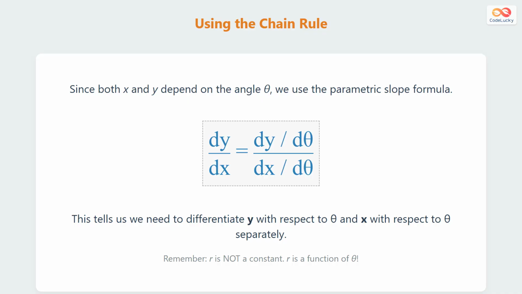Since both x and y depend on theta, we can treat theta as a parameter. By using the chain rule, we can express dy/dx as a ratio, dy/d theta divided by dx/d theta. This means we need to differentiate our y equation and our x equation separately with respect to theta.